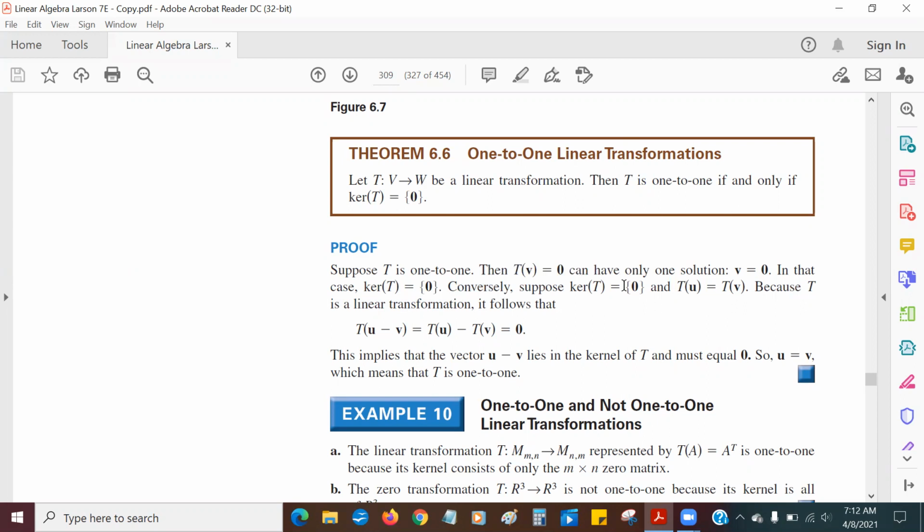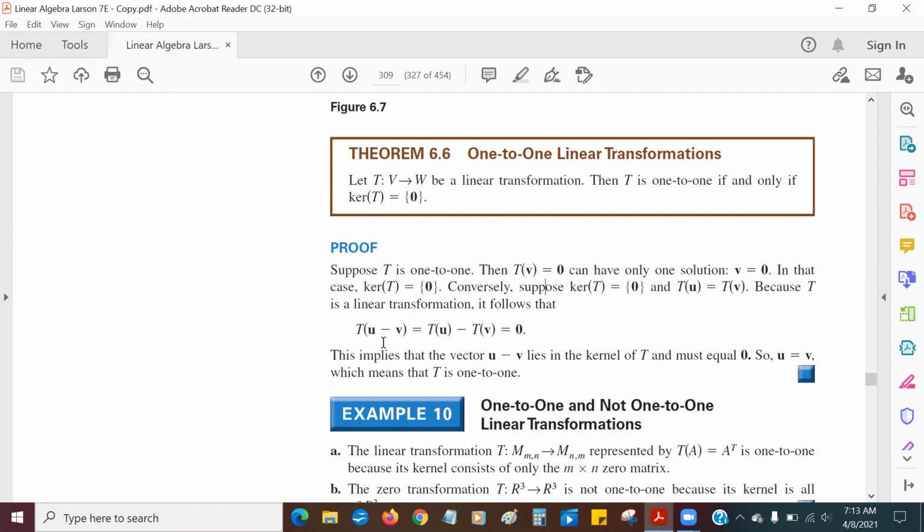So conversely, suppose that the kernel of T equals zero, that's really what we want to prove. And let's just say we have U and V are vectors in the domain, such that T of U equals T of V. So we want to show that now, because T is a linear transformation, T of U minus T of V is equal to T of U minus V. That goes with being linear. But we know that T of U minus T of V has to equal zero, because if T of U and T of V are equal to each other, just look at this equation right here. If I just bring T of V over to the other side, I get T of U minus T of V equals zero. But that means that T of U minus V equals zero.